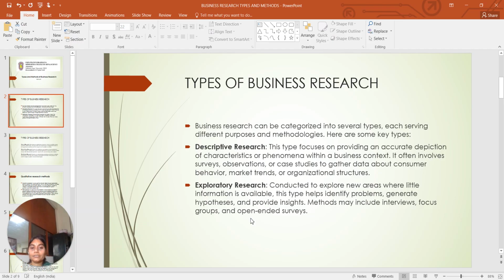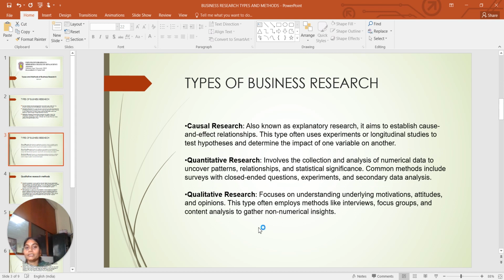And exploratory research is conducted to explore new areas where little information is available. This type helps in identifying problems, generating hypotheses and providing insights. Methods may include interviews, focus groups and open-ended surveys.